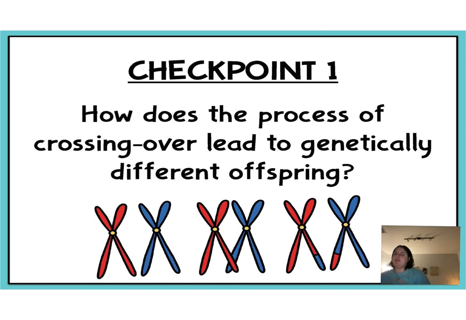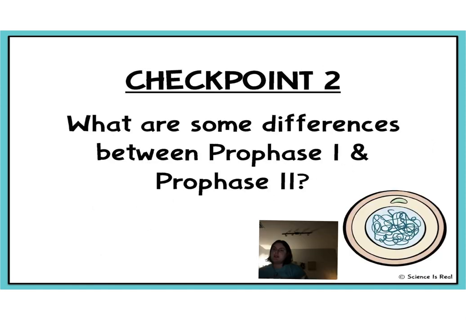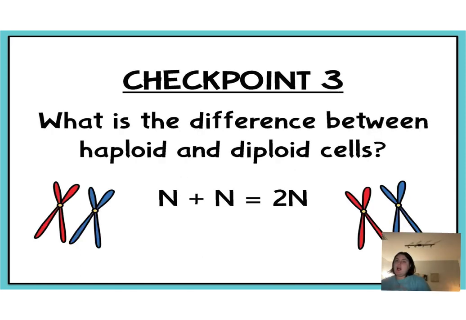We have four or five, I can't remember. So the first one, go ahead and answer the question, how does the process of crossing over lead to genetically different offspring? Checkpoint two, what are some of the differences between prophase one and prophase two? So we're going to compare those. What's the difference between haploid and diploid cells?